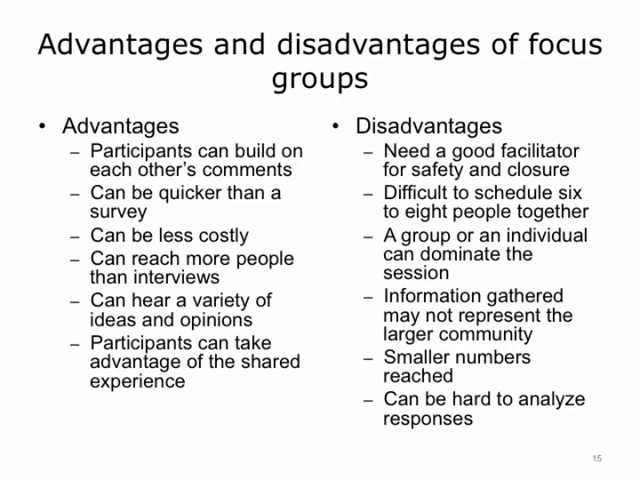In the average workplace, it can be difficult to schedule 6 to 8 people together, so you can expect to reach smaller numbers, which means that the information gathered may not represent the larger community. Also, the data you collect will have to be transcribed and can be difficult to analyze.